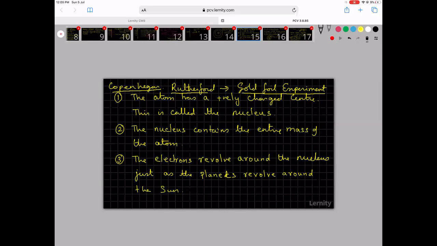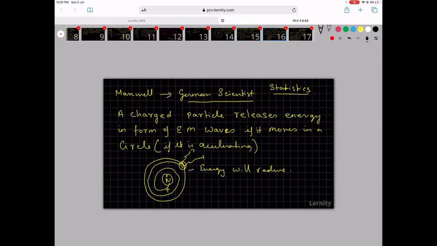Okay, so this is slide number 15, and this is slide number 16. The objection to Rutherford's model came from Maxwell, who said a charged particle liberates energy. So if the electron is liberating energy, ultimately its energy will go away and it will stop, and it will get attracted to the nucleus, and it will go inside the nucleus where positive and negative will combine.